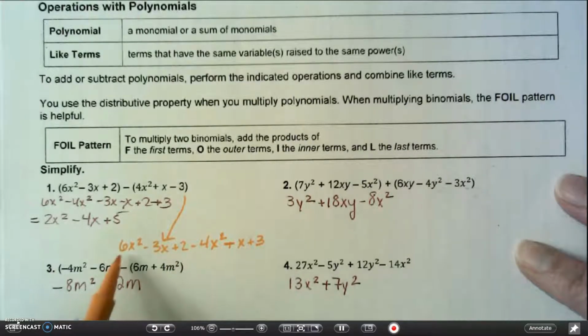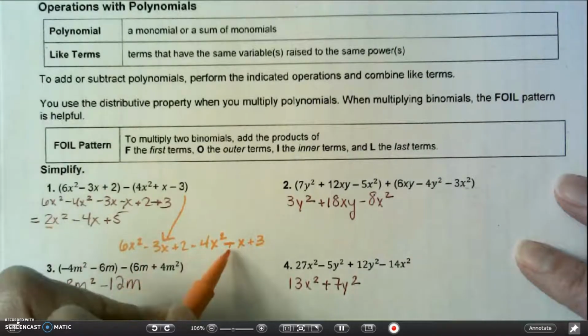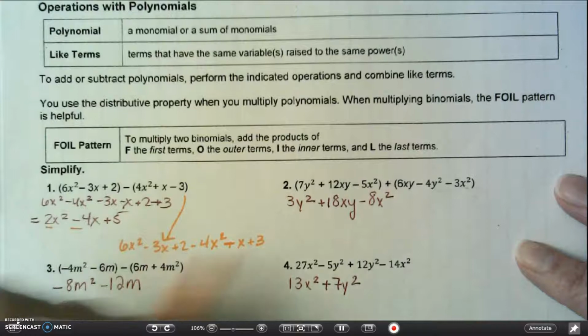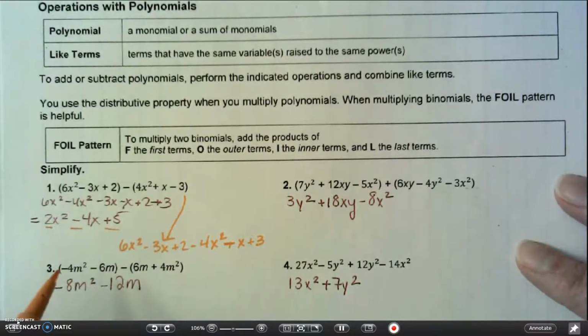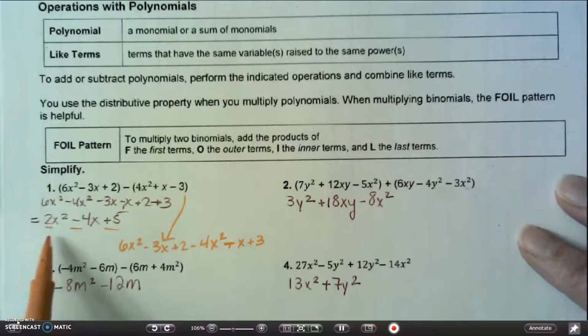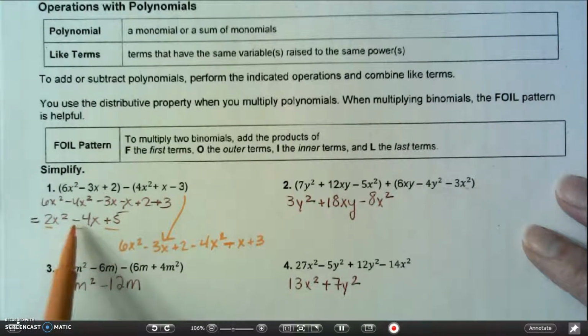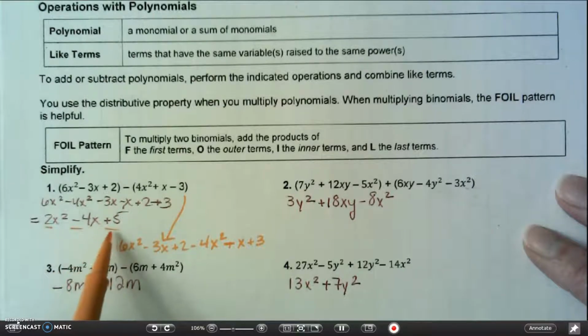Now combine your like terms, and you have 2x squared. 3x and -x is -4x, and 2 plus 3 is 5. And remember, and you may catch this on something like MyOpenMath, if you have one variable, you need to write it in descending order of the power. So you've got to have the 2x squared, then the -4x, then the plus 5.